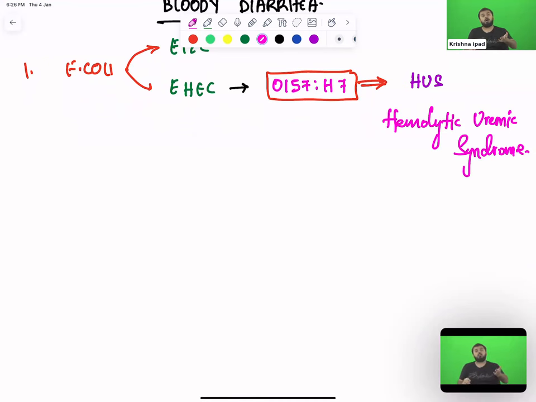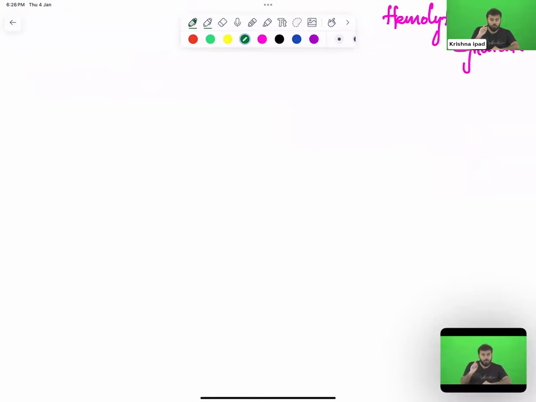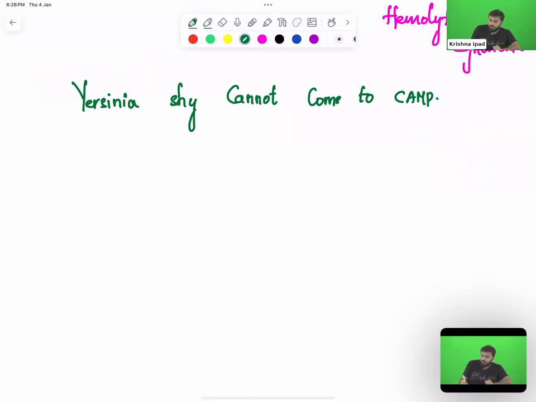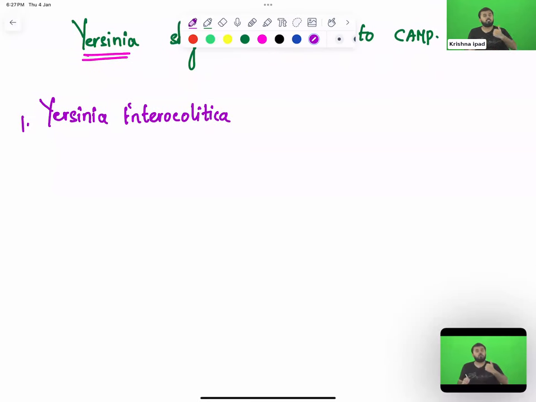Right. So tell me, what are the other organisms, like other bacteria, which cause this bloody diarrhea? How do you remember this? Let us say there is a girl by name Yersinia. There is a Russian girl by name Yersinia. Yersinia is very shy. Why? Because she cannot come to camp. You arranged a fire camp and Yersinia, the Russian girl, is very shy to come to a camp, right? Now, what does Yersinia stand for? Yersinia stands for Yersinia enterocolitica. So this is one organism which causes bloody diarrhea.